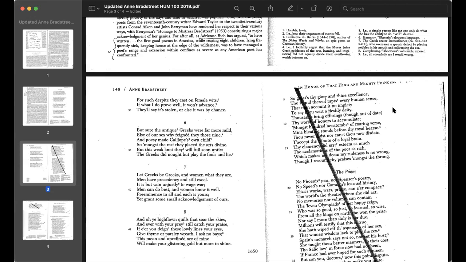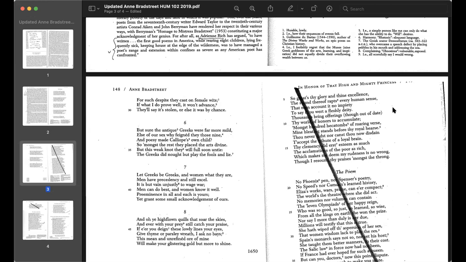And then finally, she says, and oh, ye high flown quills that soar the skies, and ever with your praise still catch your praise. If e'er you deign these lowly lines your eyes, give thyme or parsley wreath, I ask no bays. This mean and unrefined ore of mine will make your glistering gold but more to shine.